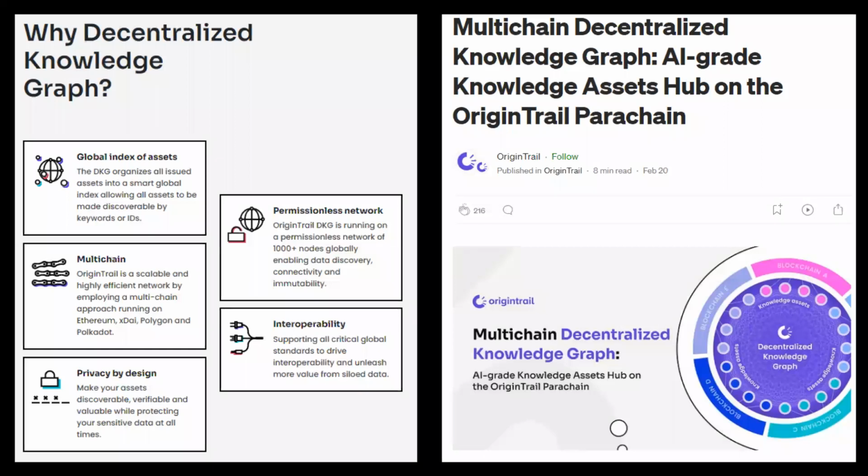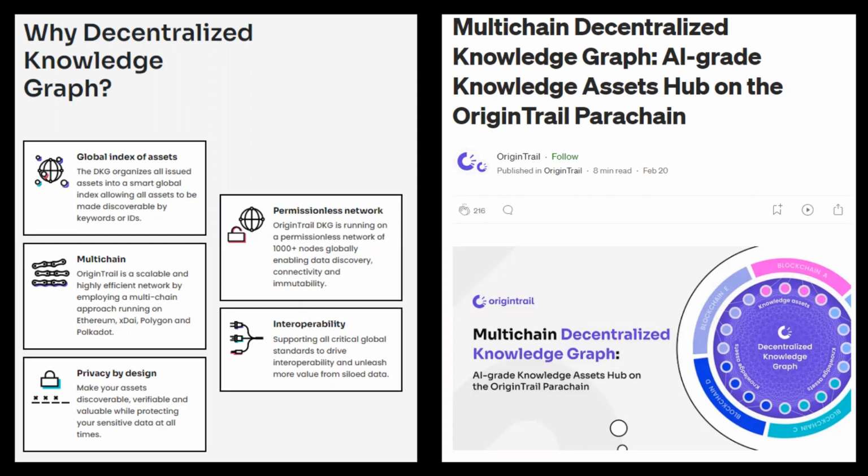And so one question is, why would you want to use the decentralized knowledge graph? Well, it's a global index of assets. So the DKG organizes all issued assets into a smart global index, allowing all assets to be made discoverable by keywords or IDs. It's multi-chain. OriginTrail is a scalable and highly efficient network by employing a multi-chain approach running on Ethereum, DAI, Polygon, and Polkadot.